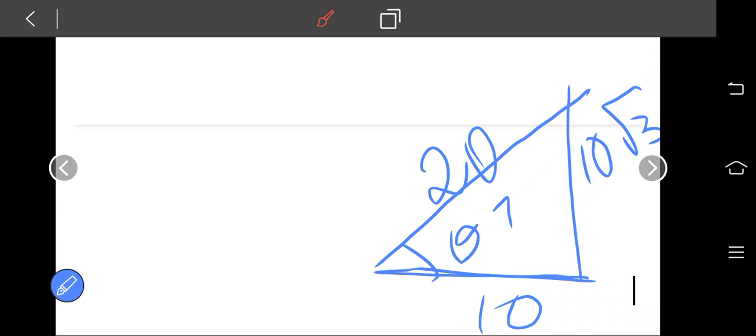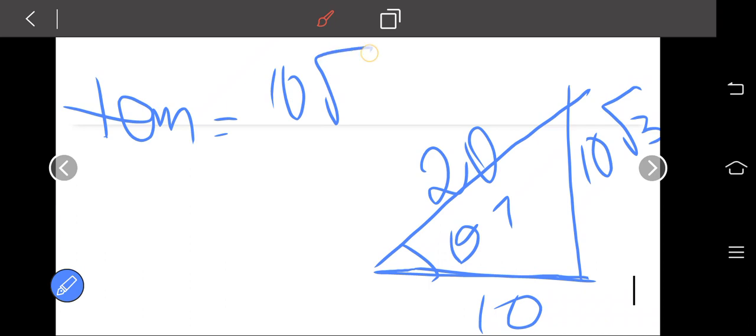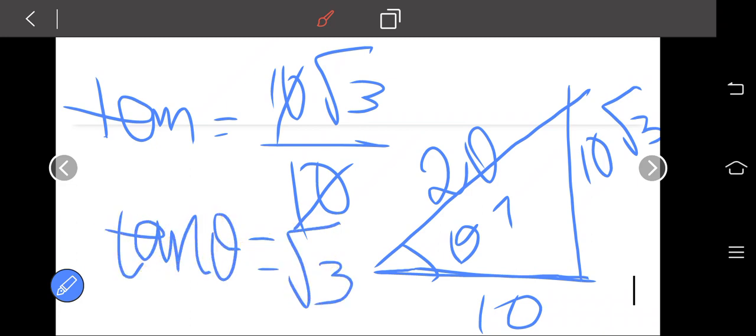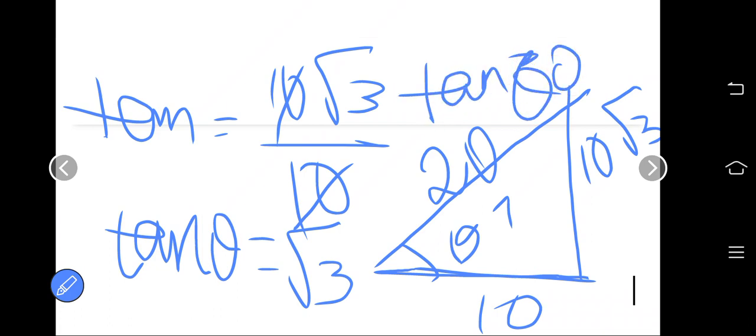Now here you can use the tan formula. Tan is opposite to theta by adjacent, or sine by cos. So 10 root 3 by 10, then the 10 cancels, and tan theta equals root 3. So root 3 is 60 degrees. When tan is 60 degrees, you will get root 3. So it is tan 60 degrees.